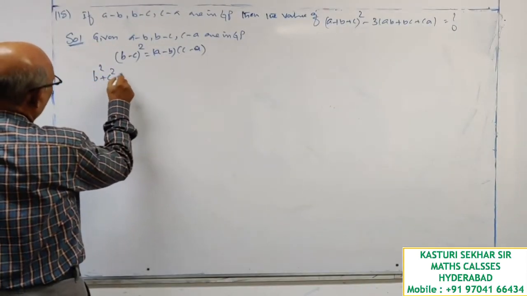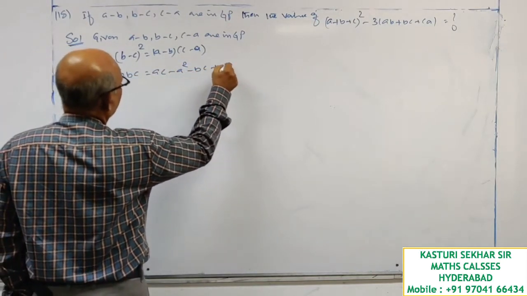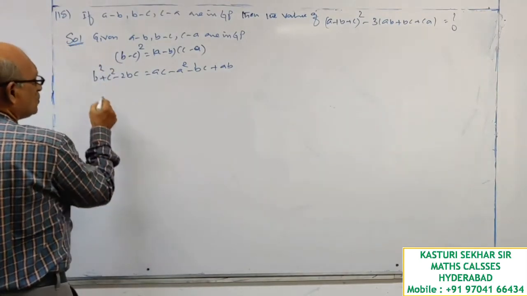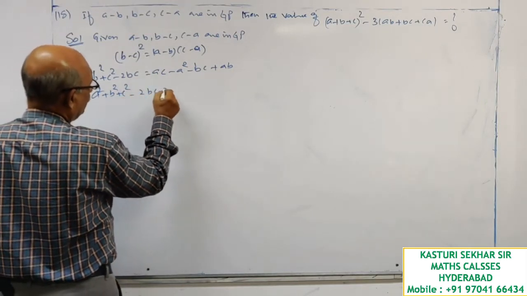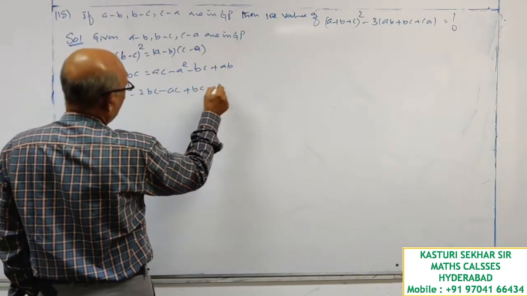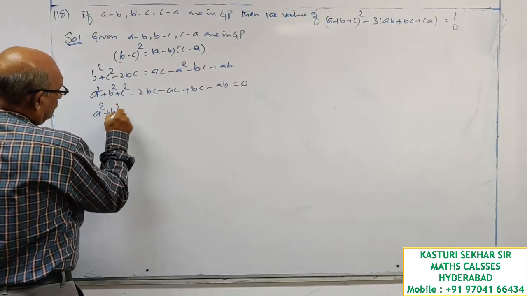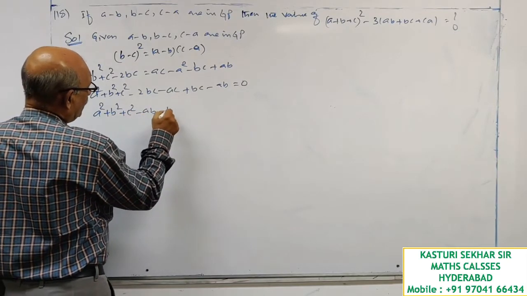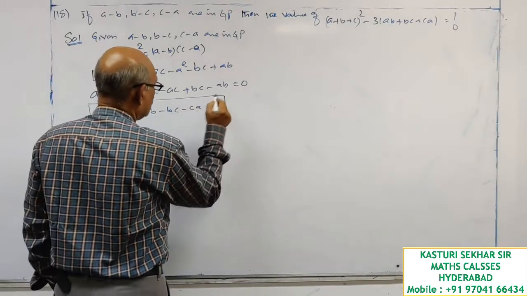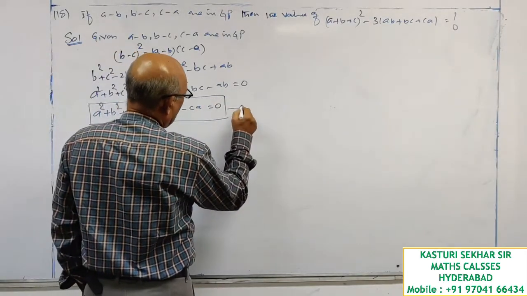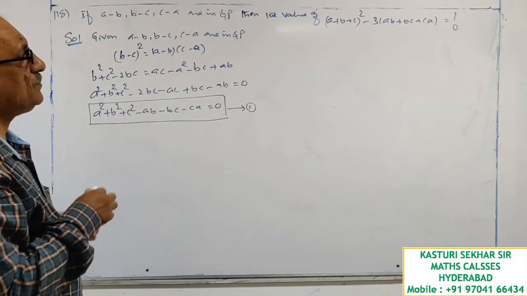b square plus c square minus 2bc equals ac minus a square minus bc plus ab. Bring all the terms to one side: a square plus b square plus c square minus 2bc minus ac plus bc minus ab equals 0. So a square plus b square plus c square minus ab minus bc minus ca equals 0. This is relation number 1.